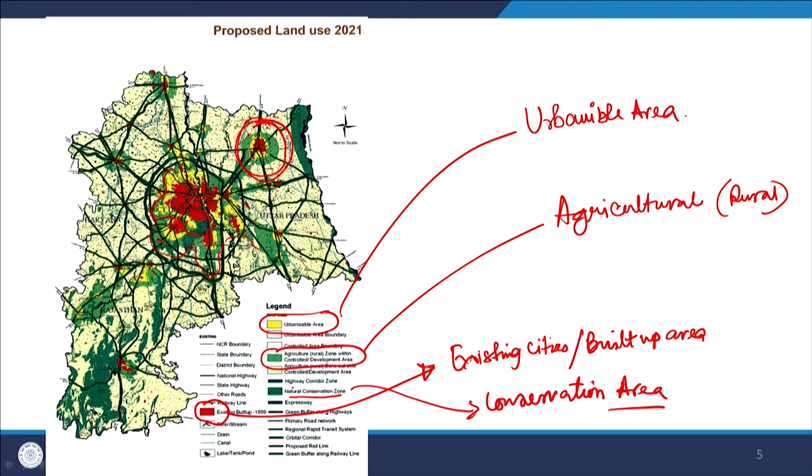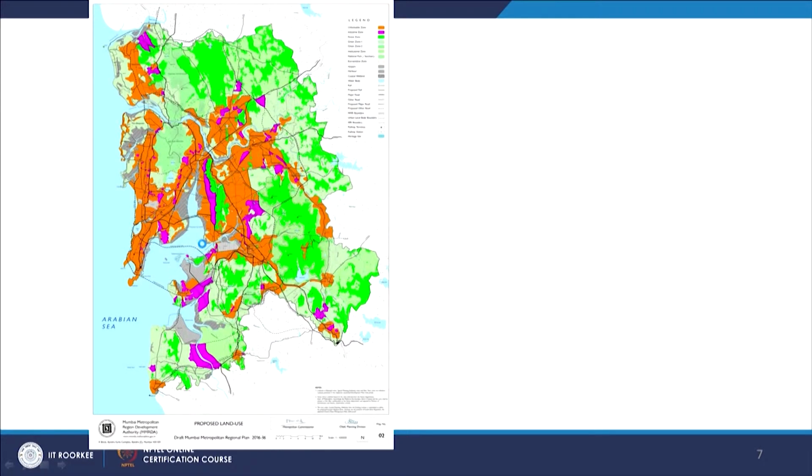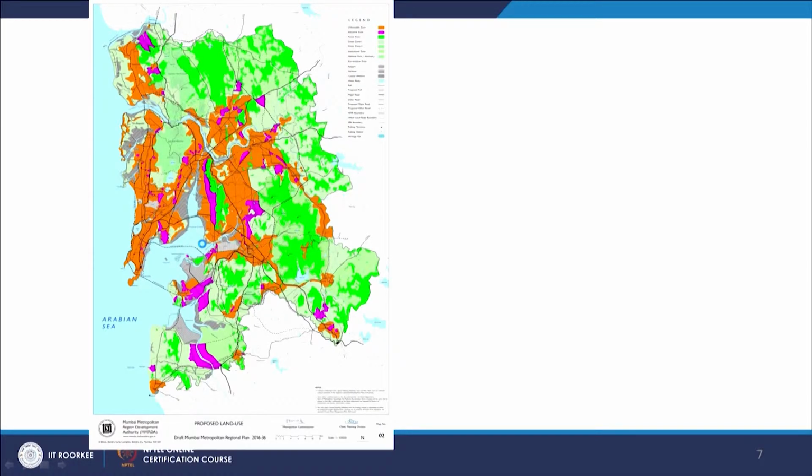So, this is how we represent a regional plan for any metropolitan city. Even though it is mentioned here as a regional plan, basically it is a metropolitan and regional plan together. So, let us see another example for the city of Mumbai. You know that for Mumbai the regional plan is done by the Mumbai Metropolitan Region Development Authority, in short MMRDA. So, this is the regional plan for Mumbai.